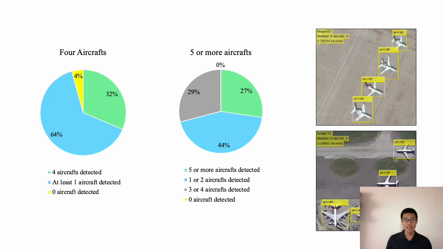And lastly, the worst case, the most complicated case, where we have 5 aircraft, the accuracy of detecting all 5 aircraft dropped to 27%, whereas 44% of the time it is able to detect one or two, and 29% of the time it is able to detect 3 or 4. And surprisingly, when we have 5 or more aircraft, the model was able to detect at least one aircraft. That's the reason why we have 0% occurrence where no aircraft was detected.